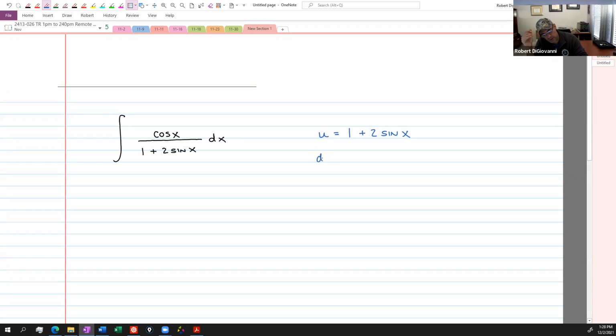So here's where you take the derivative with respect to x of this. The derivative of 1 is 0. Plus, the derivative of 2 sine x is 2 cosine x, right? Now, when I'm looking here, do I see 2 cosine x somewhere? I see cosine x, and is it in the numerator? Is it trapped? It's not under a square root or anything. It's free. This is looking good.